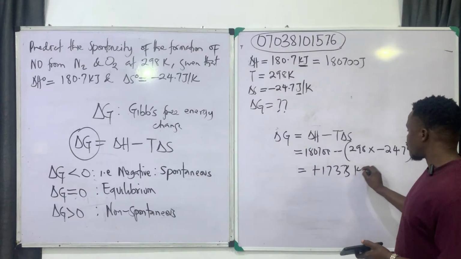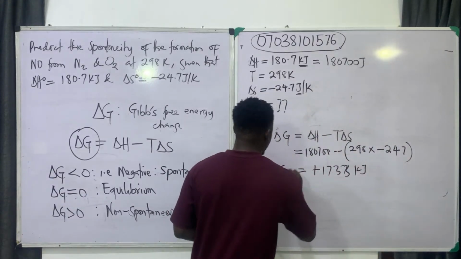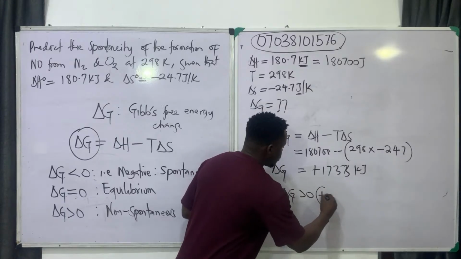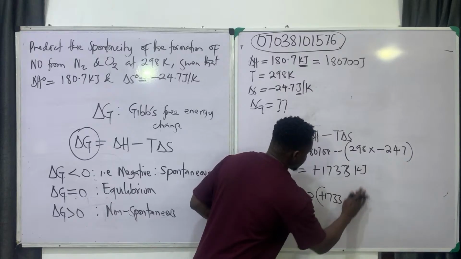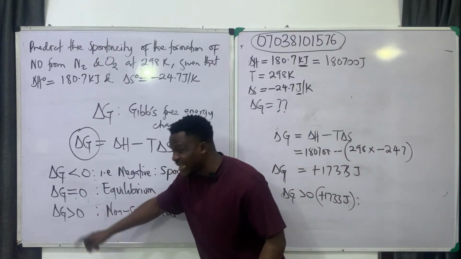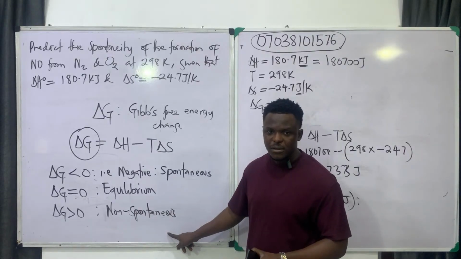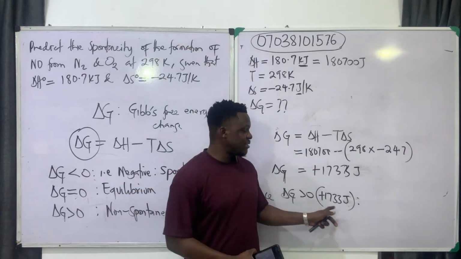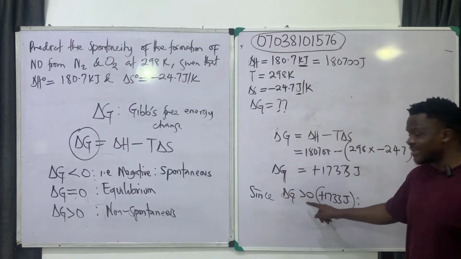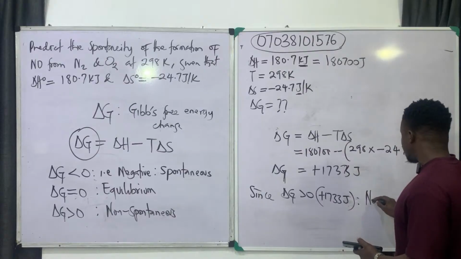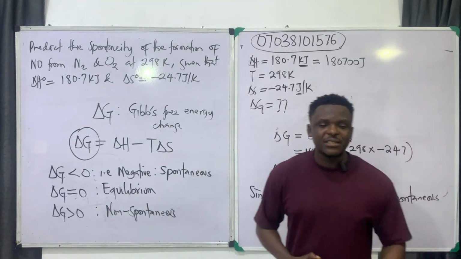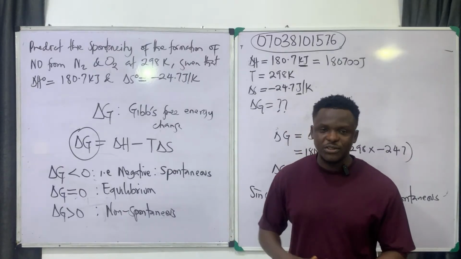All right. Now, how do we predict? After you have solved this, you now say since delta G is greater than 0, you now put plus 1733 joules. Remember, if the answer is greater than 0, that is positive, it is non-spontaneous. Assuming the answer was less than 0, that is, we got a negative value, the process would have been a spontaneous reaction. Remember, they say we should predict. So after solving for this, and the value is greater than 0, it means it's non-spontaneous. So that process is non-spontaneous.